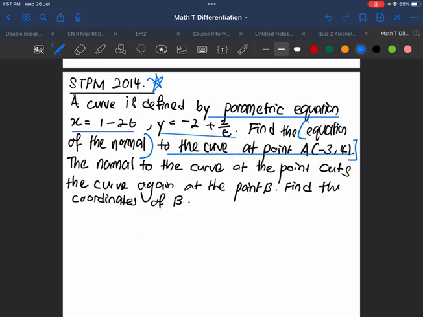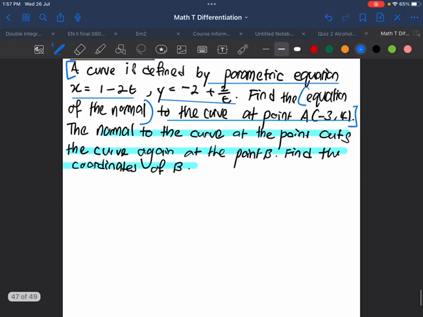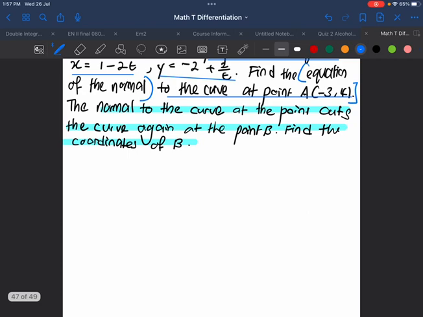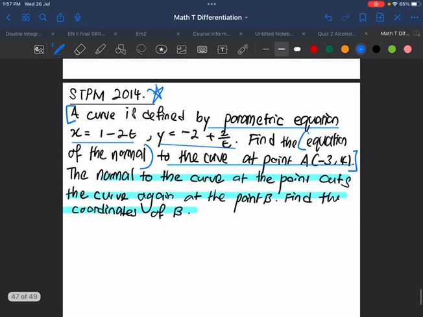So here is one part. The normal to the curve at the point cuts the curve again. So here is the tricky part: the normal to the curve cuts the curve again at the point B. So find the coordinates of point B. Quite an interesting question, I can say. So how are we going to solve this? We solve the first part of the question first.